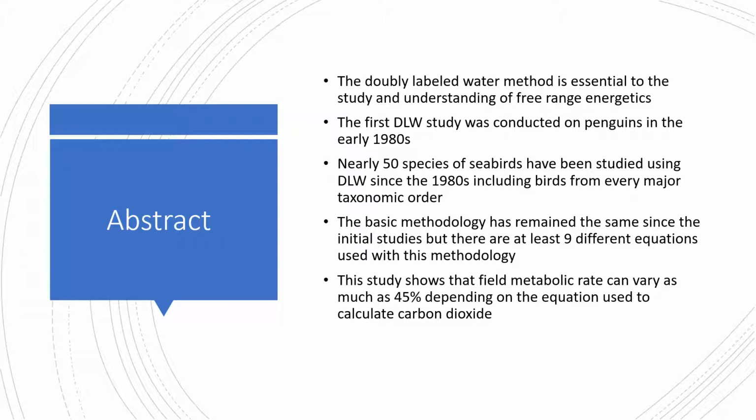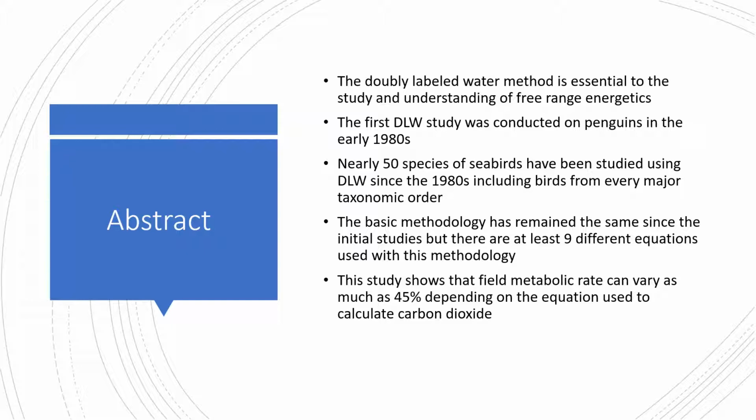free-range animals. It gives us a study of animals not in a laboratory setting, but more in their natural habitat. The first time this method was used, it was on a study looking at penguins in the early 1980s. Since then, there have been hundreds of species and hundreds of studies using this method.